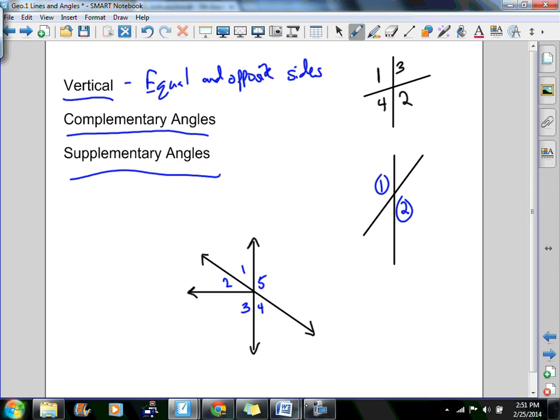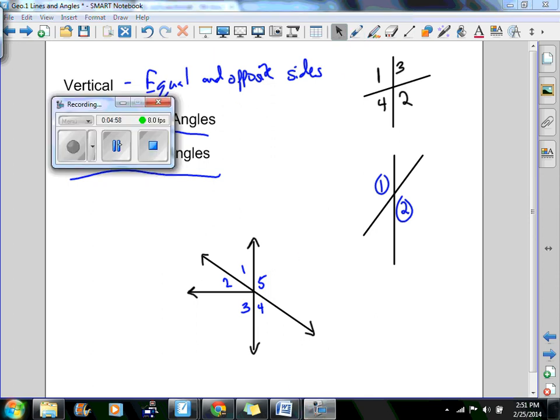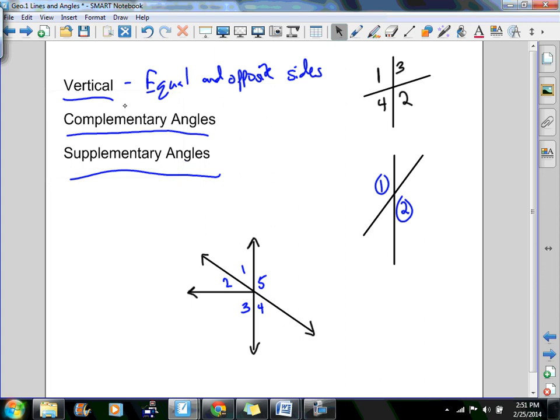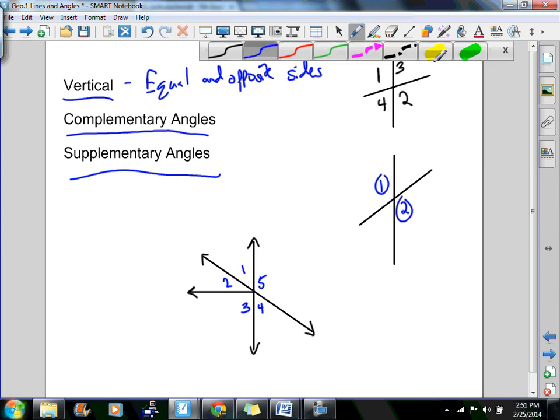The reason why these would be equal to each other is if I took this line and I moved it and I adjusted, no matter what, angle 2 and angle 1 are always going to be equal. If you notice, these opposite sides will also stay equal no matter how I move this. So like if I was able to turn that. So vertical angles are opposite and equal. So on this one up here, 1 and 2 would be vertical, or 4 and 3 would be vertical.